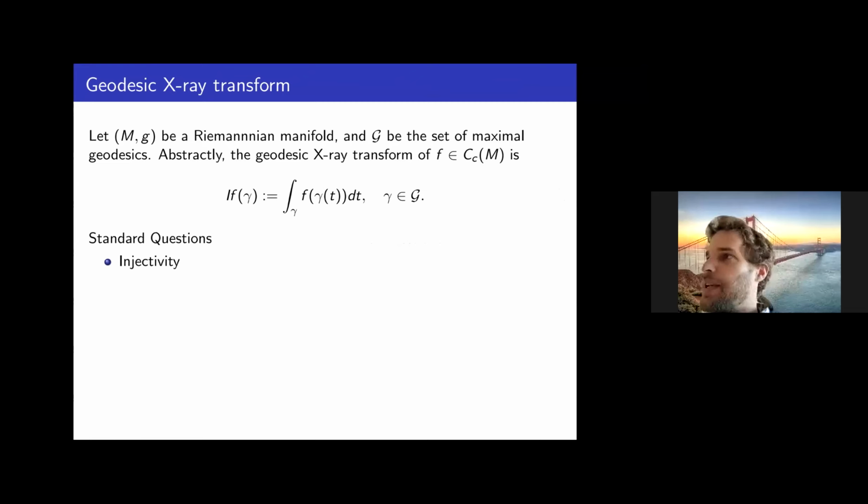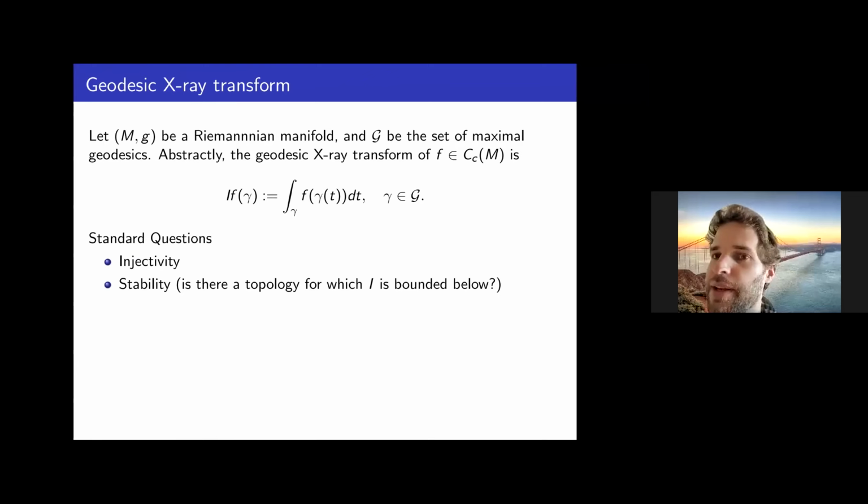So yeah, but even if we can do this, it might not really be practical. For example, this problem might be very highly unstable. So for practical purposes, the next question we'd want to answer is stability. If we can invert this X-ray transform theoretically, how sensitive is that inversion to error? And from a functional analytic perspective, that's just asking, in what topologies is this I bounded below with respect to? Usually it'll be some Sobolev space.